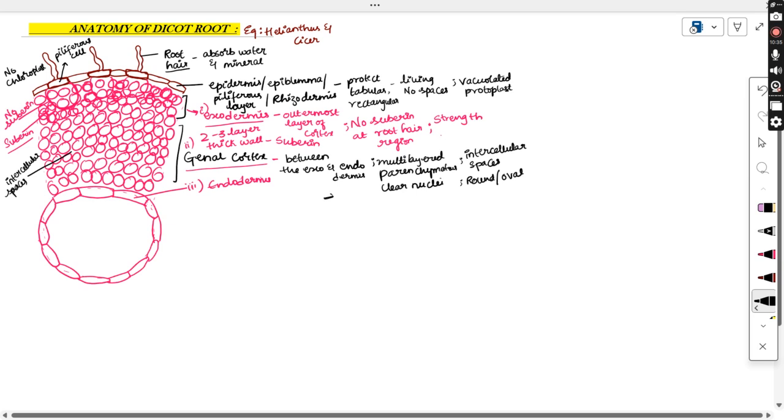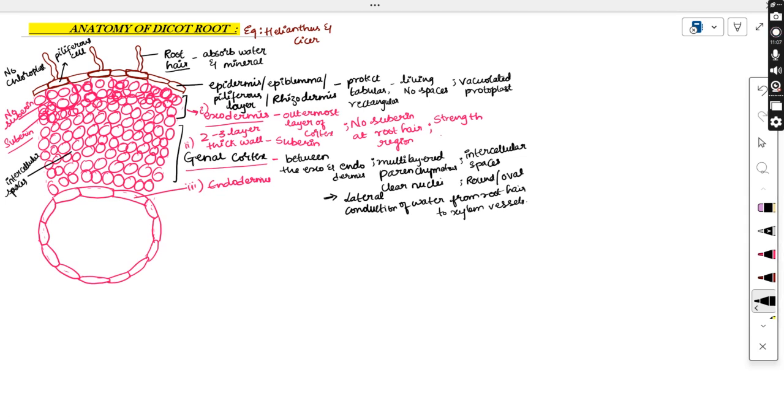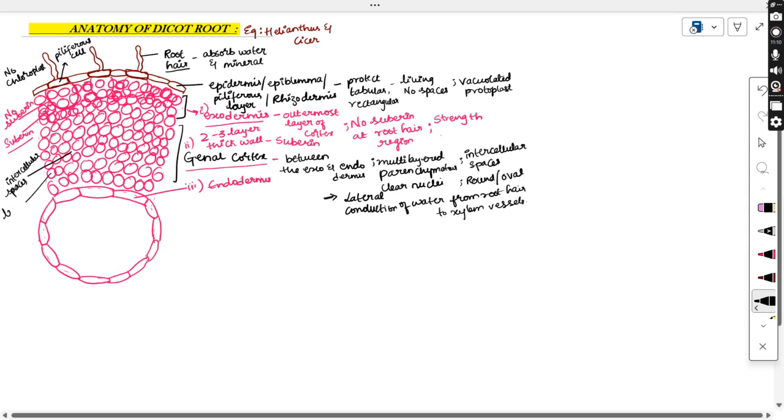The main function of this general cortex is the lateral conduction of water from the root hair to the xylem vessels. The water which is absorbed from the root hair has to be transported to the xylem vessels so that the whole plant can get the absorbed water. That function is performed by this cortex. And most of these general cortex cells, as they are made up of parenchyma, will also contain leucoplasts. It is helpful for the storage of materials.